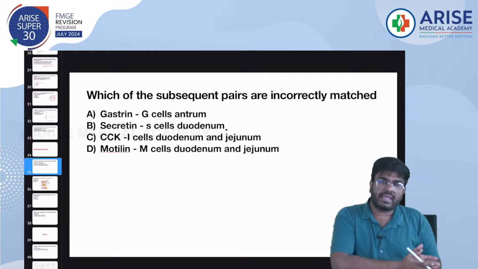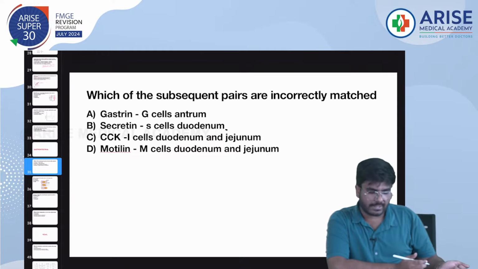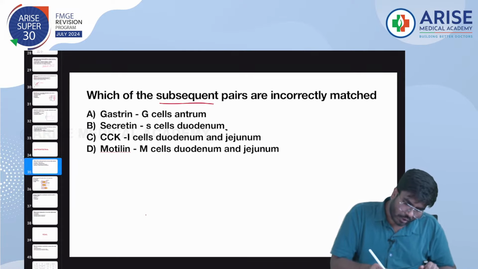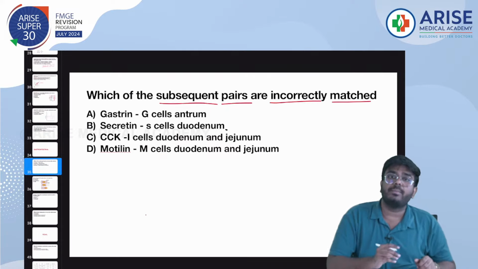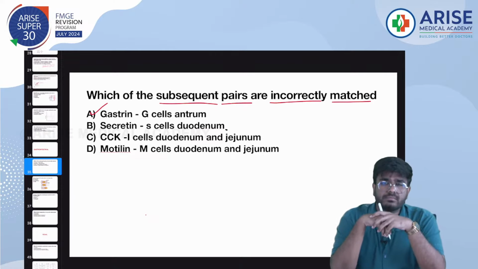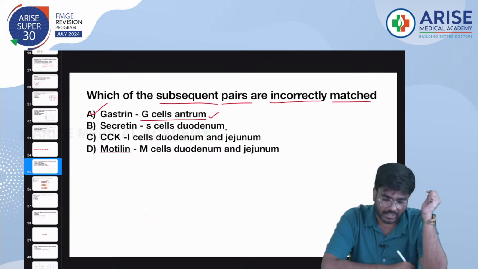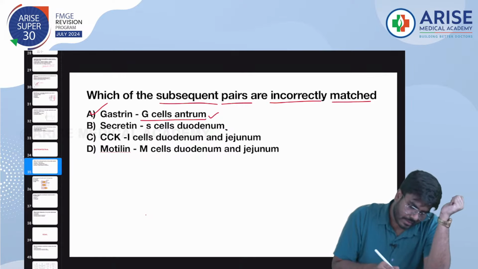Actually, the weightage for gastrointestinal physiology is going to be relatively less when compared to the other systems. So let's see. Which of the following pairs are incorrectly matched? See, gastrin hormone is produced by G cells in the stomach. True. It's a true statement. Secretin is produced by the S cells of duodenum. True.